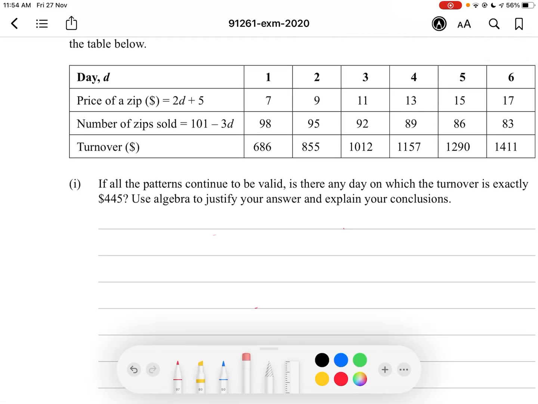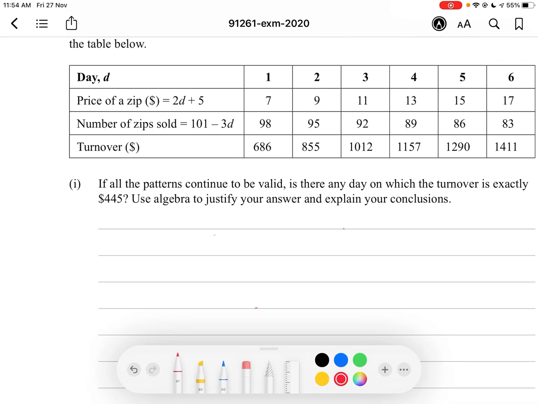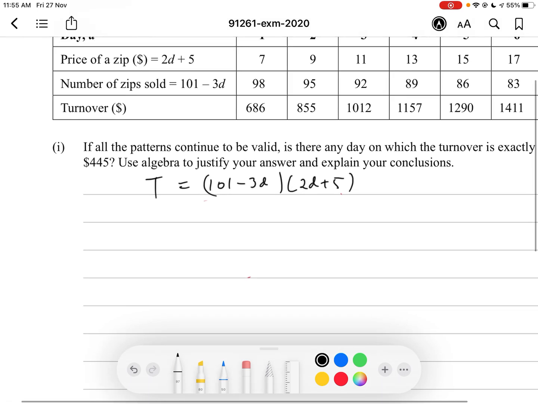Alright, so first things first, we know that the turnover is the price of a zip multiplied by how many she sells. Basically, money earned equals the price of one thing times how many of these things are sold. The price of a zip is given as 2D plus 5, and the number of zips is 101 minus 3D. So our turnover T equals (101 minus 3D) multiplied by (2D plus 5).